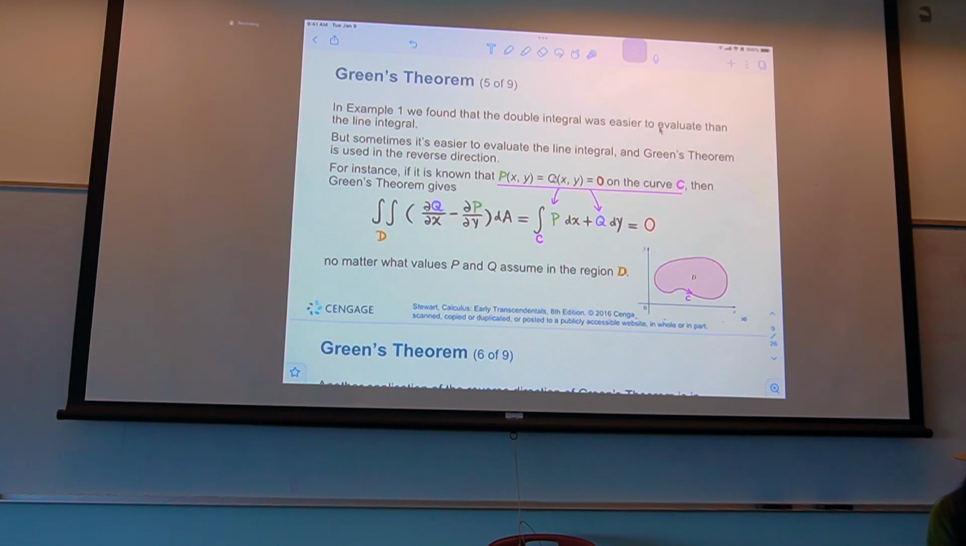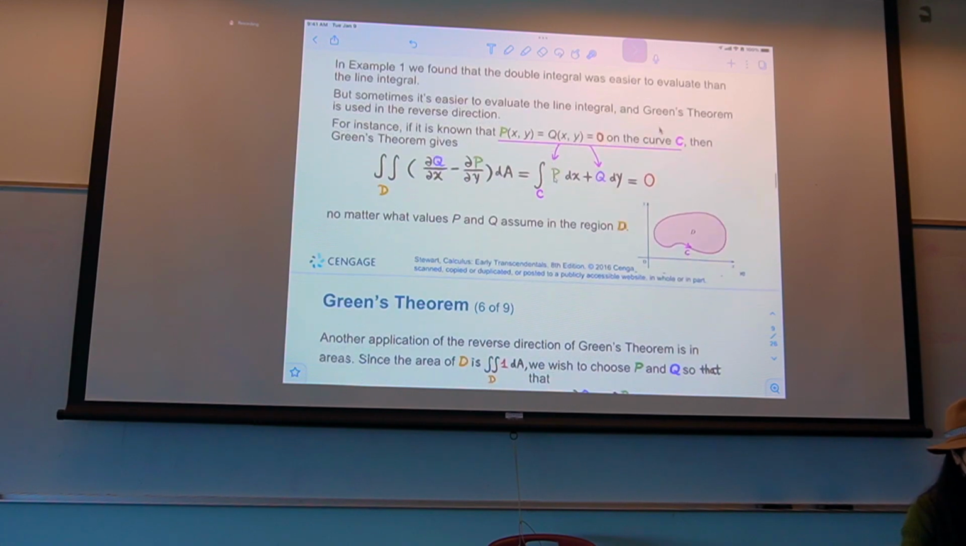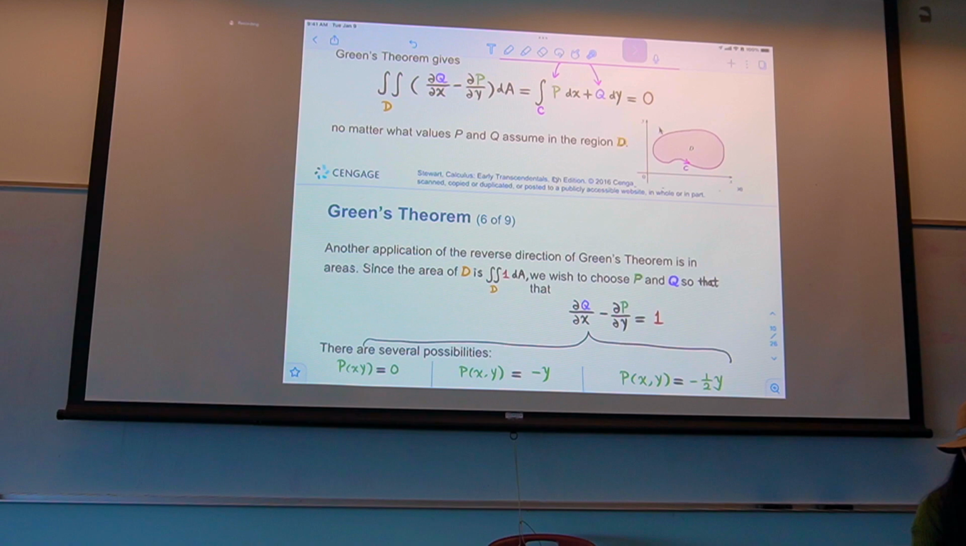Which is kind of neat because we actually don't know what happened inside the region. We just know that on the boundary, P and Q both are equal to 0. Then we can conclude that this double integral over the whole region is equal to 0. So that's the time that you use Green's theorem to relate this double integral over the region to this single integral over the boundary. Question? Okay. That makes sense?